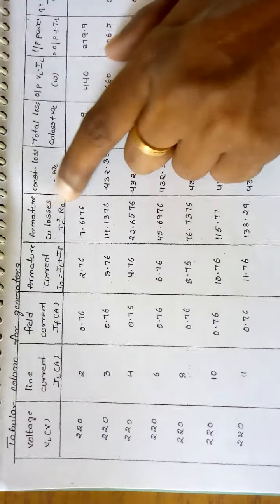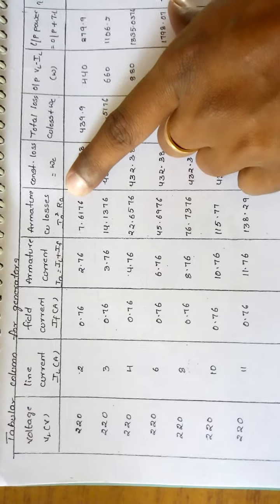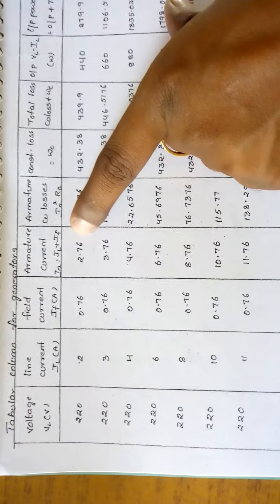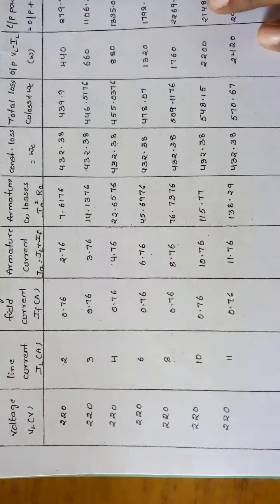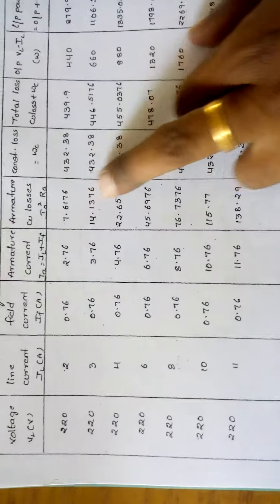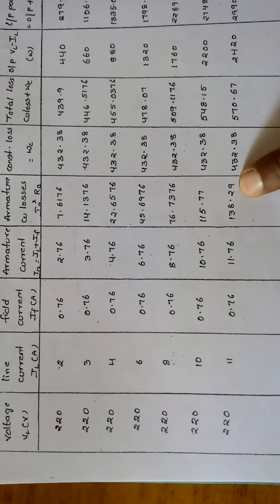Next, the armature copper losses formula is IA square RA. So 2.76 whole square into the RA value. RA is 1.6. So if you calculate it, you are going to get these values.